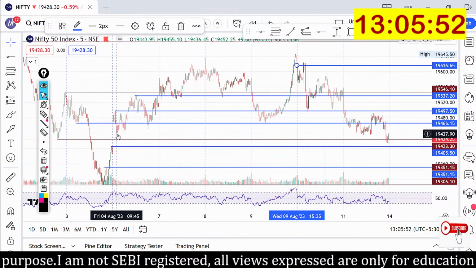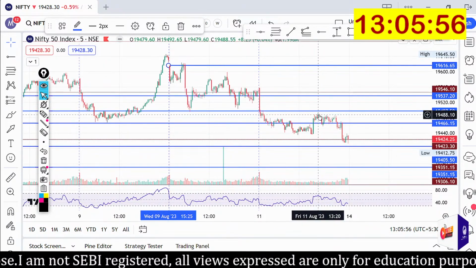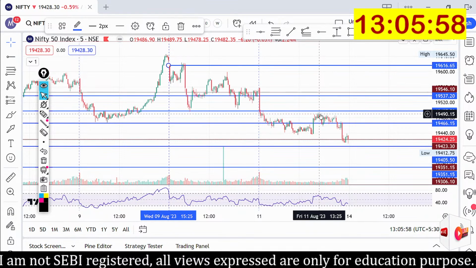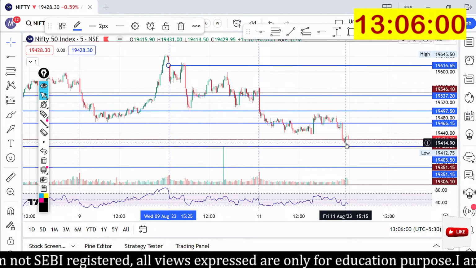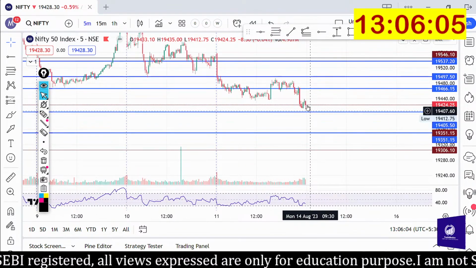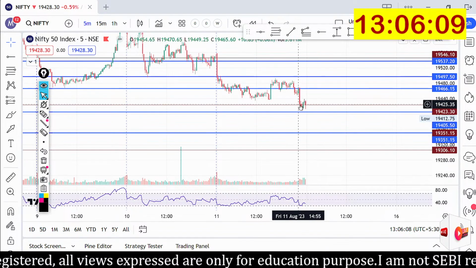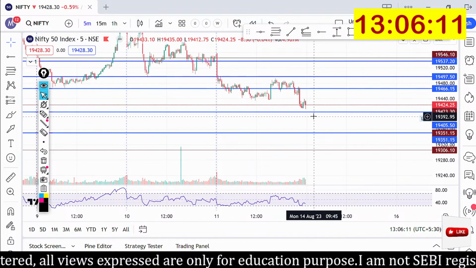Right? There was one swing here. Then it tried to go up, again facing the resistance around these areas only, and then it is falling back. Now, where has it come? It has come exactly to the major support. It has closed exactly at the major support.